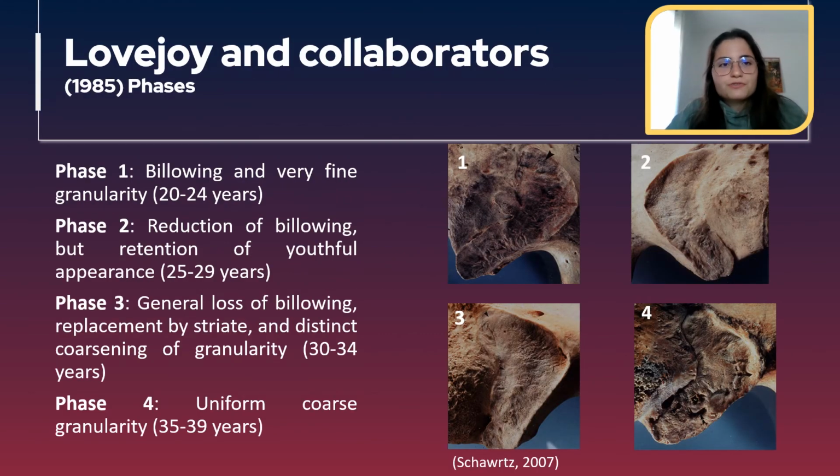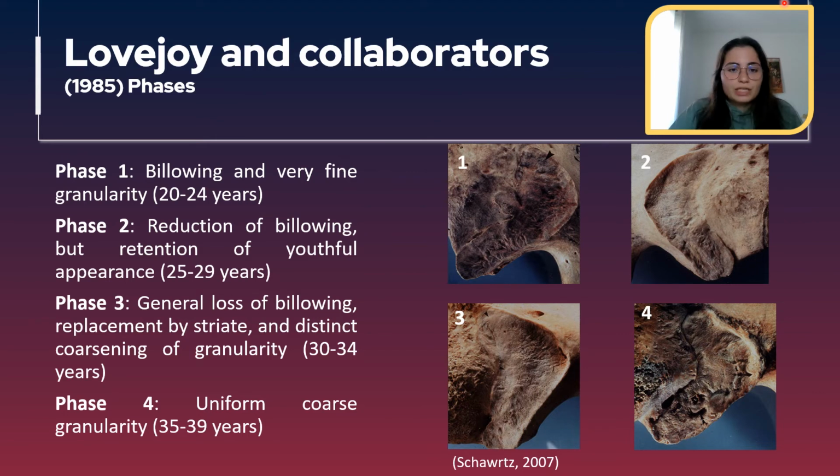So in the first phase, the auricular surface is billowing and has very fine granularity. In this image 1, you can see the billowing in these zones. In the next phase, there's a reduction of the billowing, but retention of youthful appearance. And if you look at image 2, you can still see some striation, but it is different from phase 1.